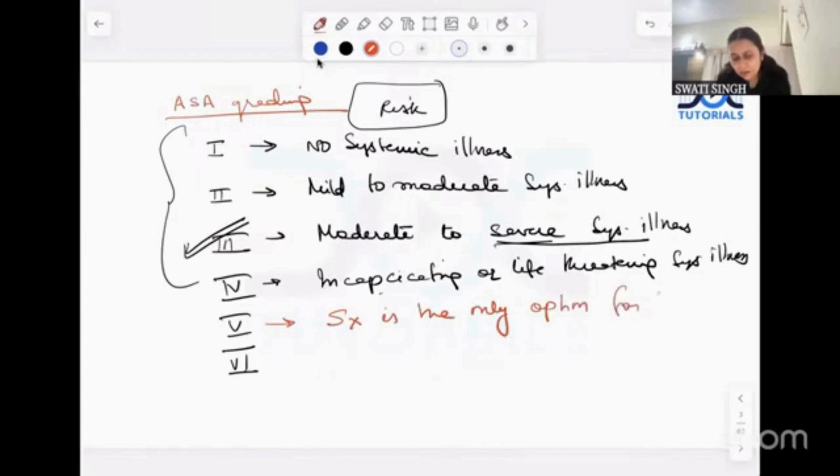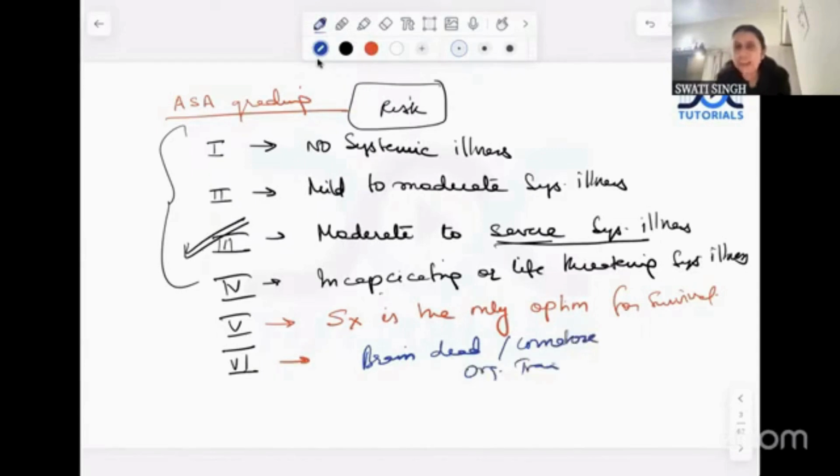So an ASA grade 4 patient, if I don't put them for surgery, the patient will definitely die. So whatever chance the patient has depends on the surgery being successful. In desperation, I put the patient for surgery, but the risk is very high. ASA grade 6 is entirely different from all the rest of the ASA grading. It is a comatose or brain dead patient for organ transplantation.